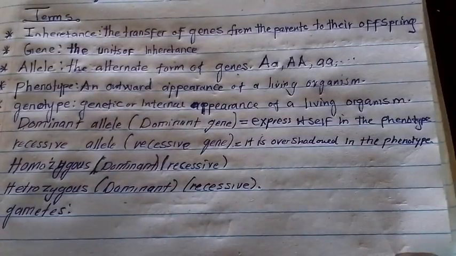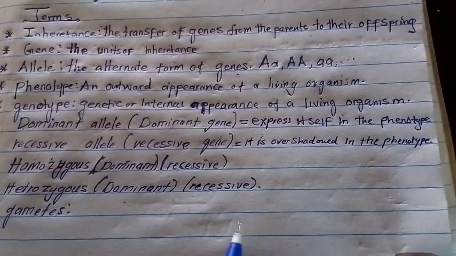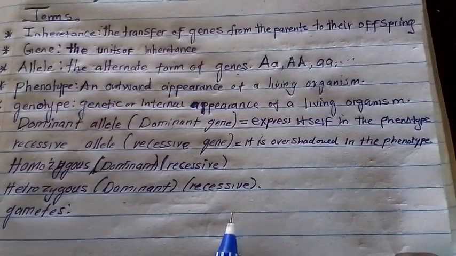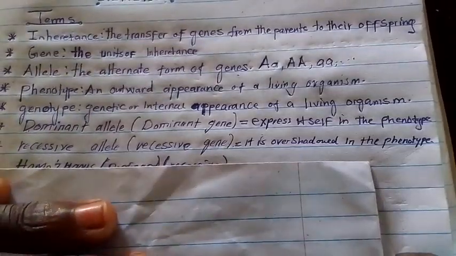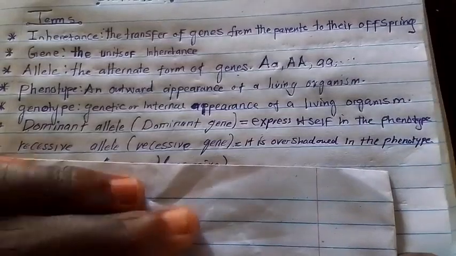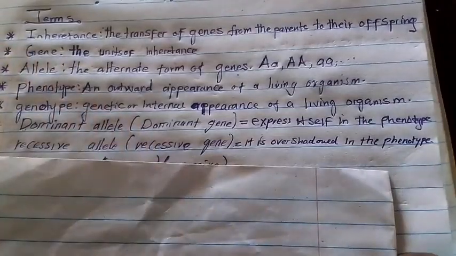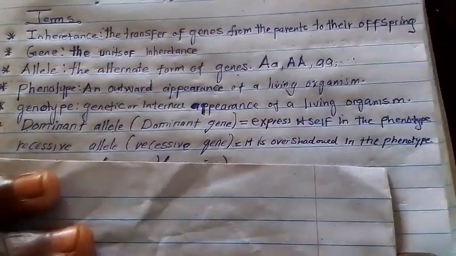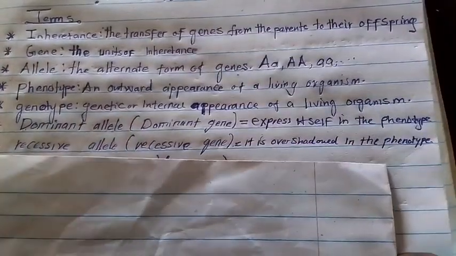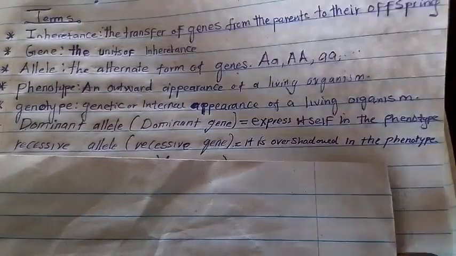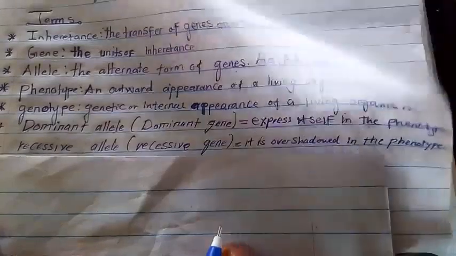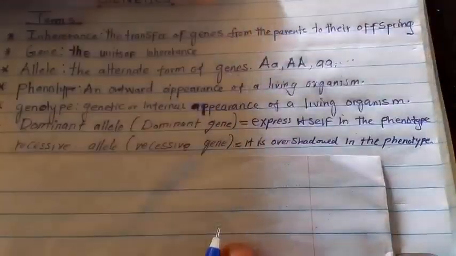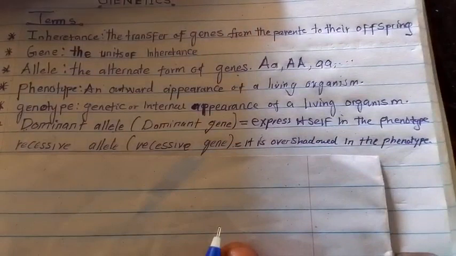Now, since I'm saying a recessive value is the value which is overshadowed in the phenotype, when you say overshadowed, it means you're not going to see it in the phenotype. An example: let's say your mother is brown in color and your father is black in color. If the genes from your mother are recessive and the genes from your father are dominant, you are going to appear black in color, but you're not going to take the brown from your mother because they are recessive.